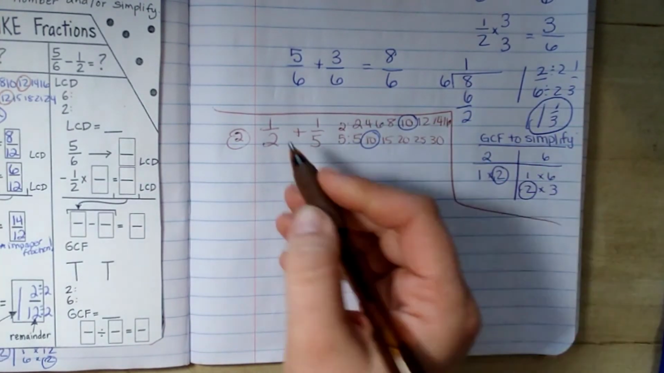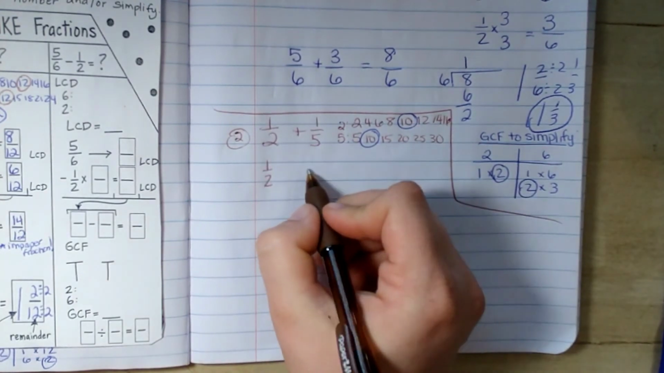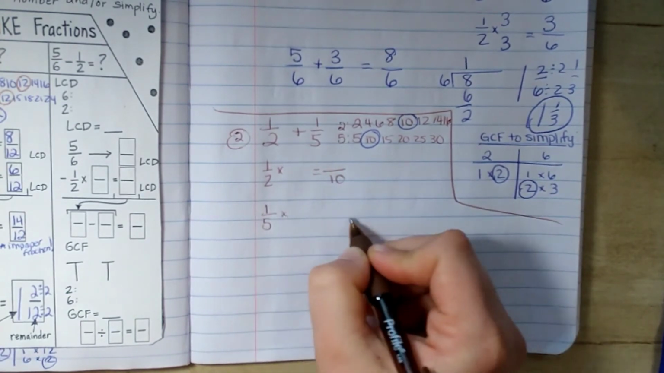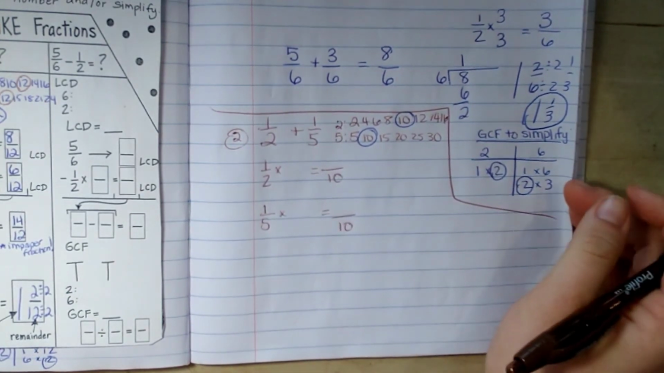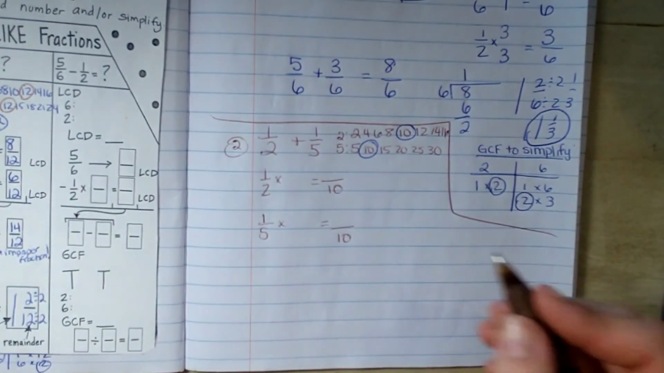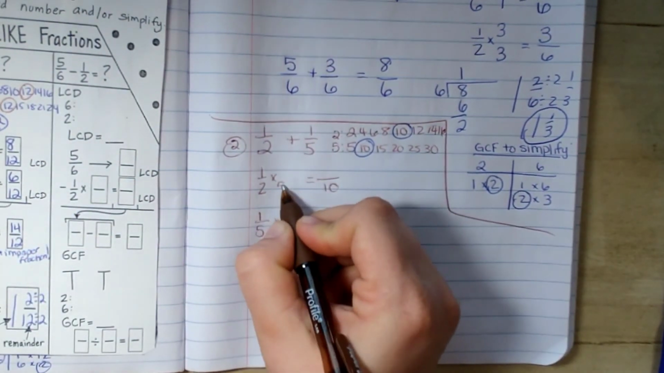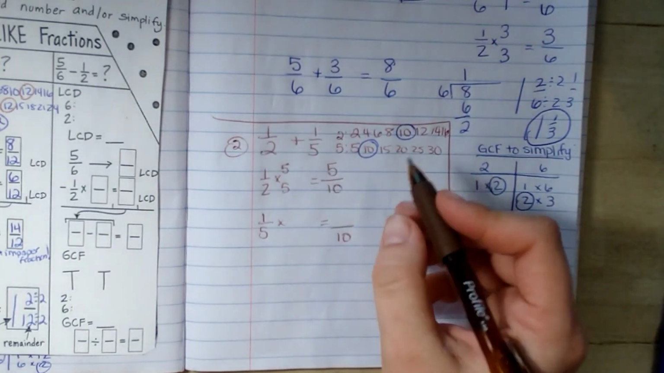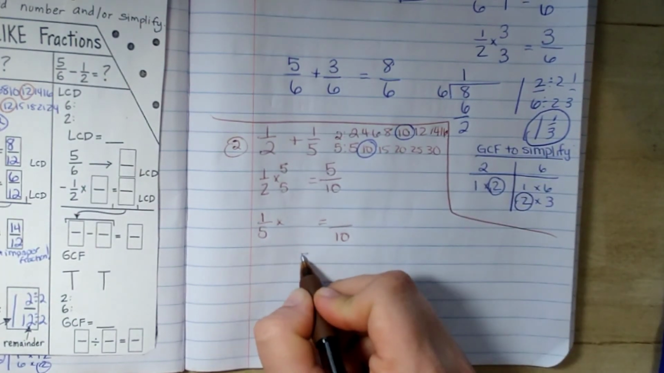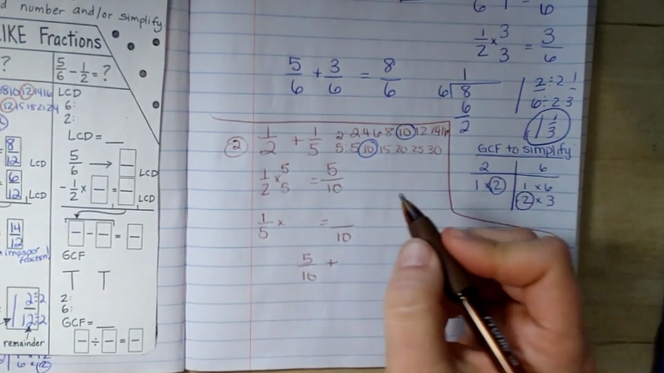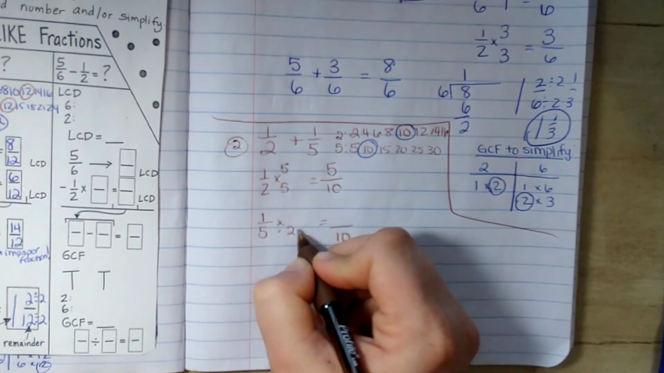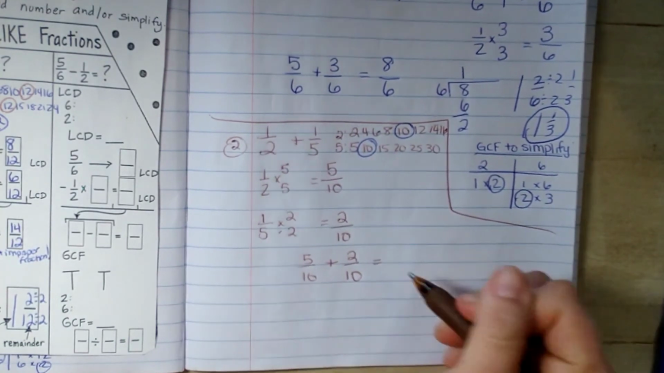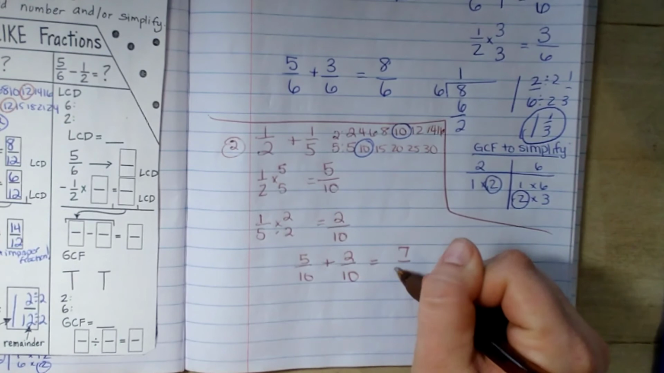That is what I'm going to change my fractions to. I have 1/2 times something, and then I have 1/5 times something equals the 10 on the bottom. So what do I multiply 2 by to get 10? I multiply it by 5. So now I have to do the same to get my top number to make it equivalent. So now my new number is 5/10 plus 5 times 2 is 10, so I have to do the same to the top. So it's 5/10 plus 2/10 equals 7/10.